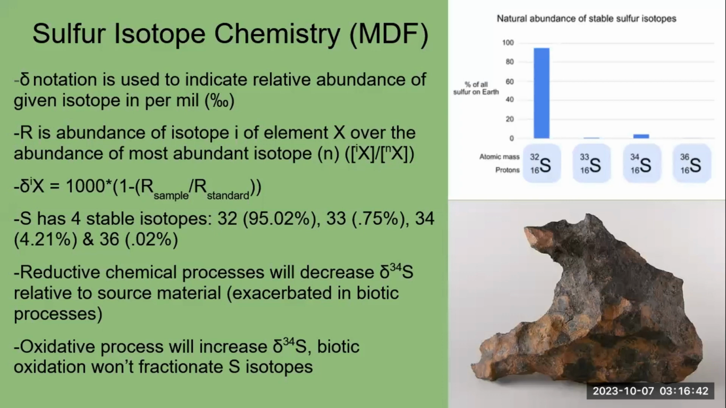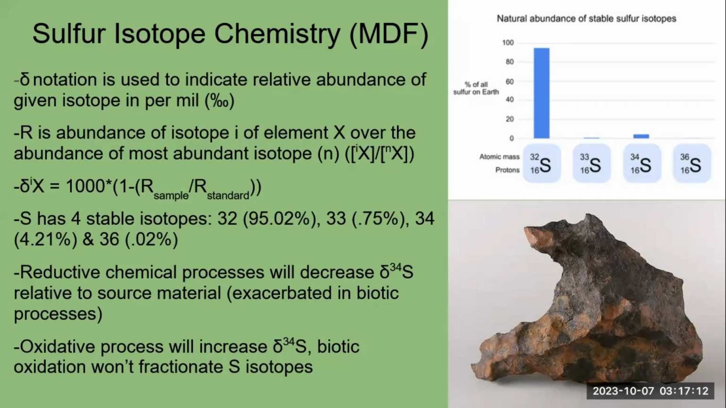The Paleoarchean saw the emergence of dissimilatory sulfur metabolism, and this is inferred by sulfur isotope systematics. Before we get into that, it's important to go over how isotopes work. The relative abundance of an isotope is given by the delta notation, and the units are per mil. To get this, we first have to get R, or the abundance of the isotope in question divided by the abundance of the most abundant isotope.